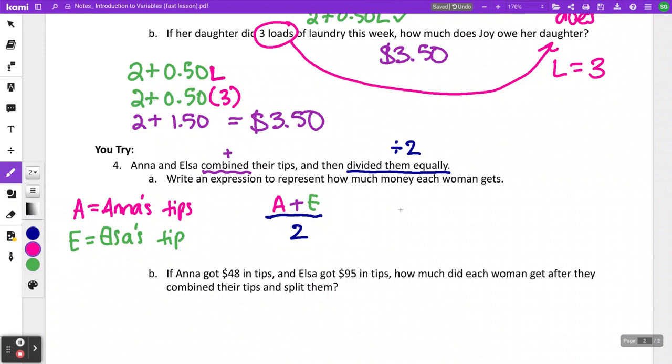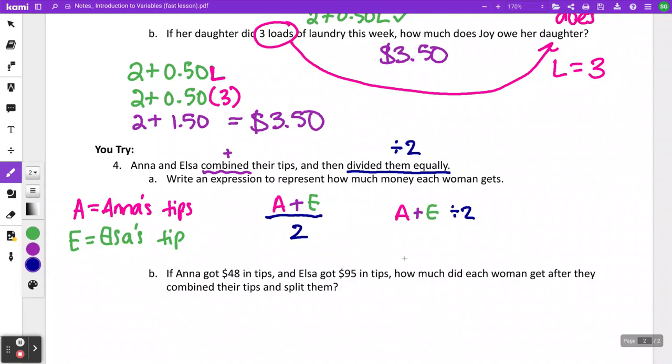Now, the other option we said is that you can just put the dividing by 2 at the end, like I originally had. However, this right here doesn't show what we want it to show. It's not showing that we're dividing their total by 2. This only shows we're dividing Elsa's by 2. So if I wanted to show they're dividing this entire amount, all of the tips, by 2, there's something else I need to include in this.